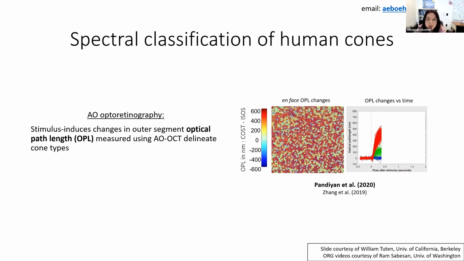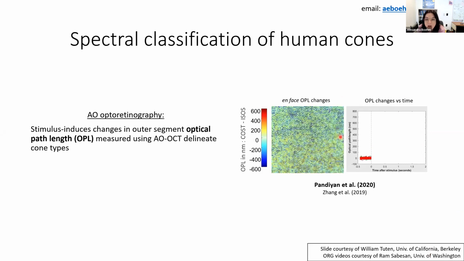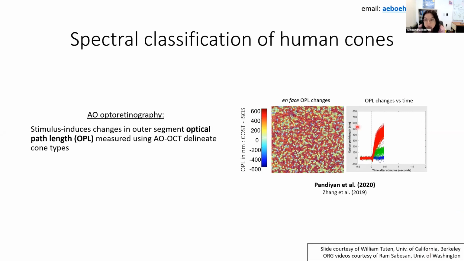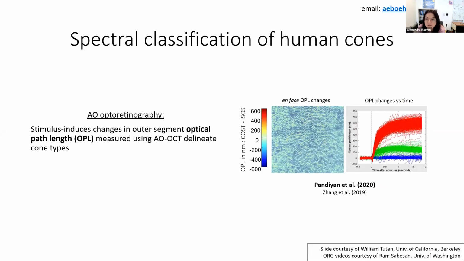So in the case of AO optoretinography, adaptive optics is combined with OCT in order to measure changes that are occurring in the optical path length of the cone outer segments in response to light. So in this example, it's looking at the response to long wavelength light at about 660 nanometers.